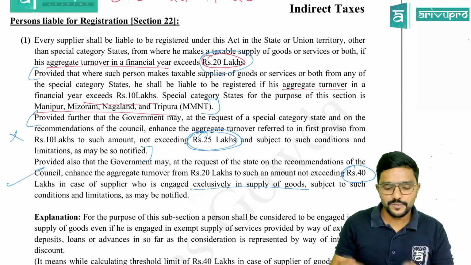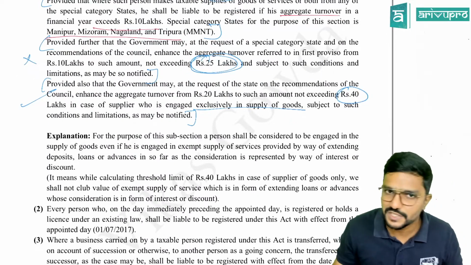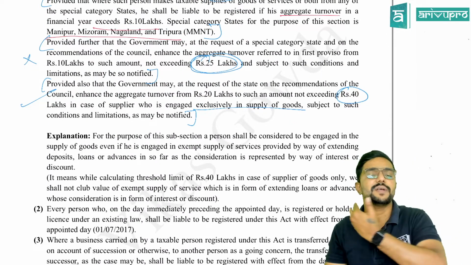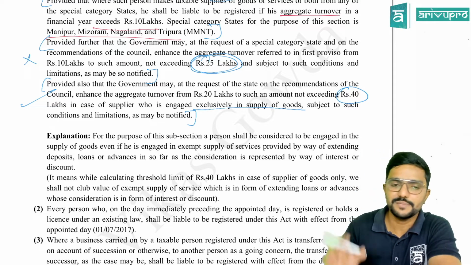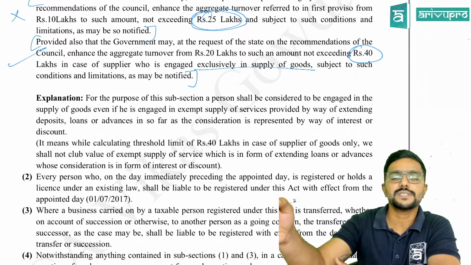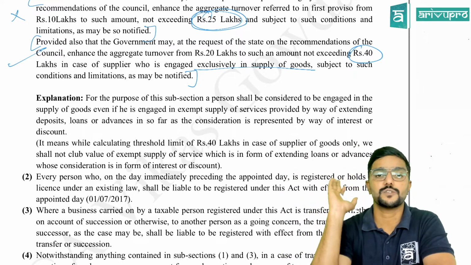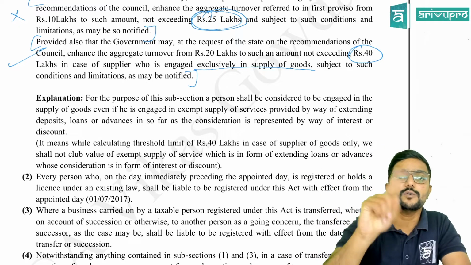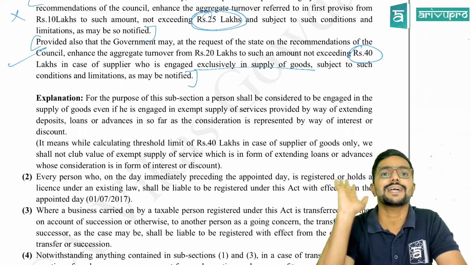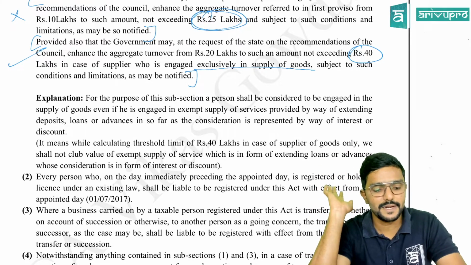Clear? And this proviso is read with notification, which is important. That notification I would be covering later. Clear? And please be careful. This last proviso is applicable only for the normal states, for the supplier who is engaged only in the supply of goods. Sir, what if I am supplying goods as well as services? For you, 40 lakh is not at all applicable. For you, 20 lakh for normal states. Clear? So please be careful.